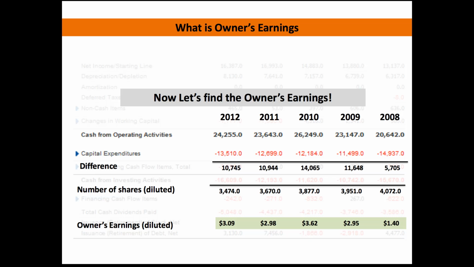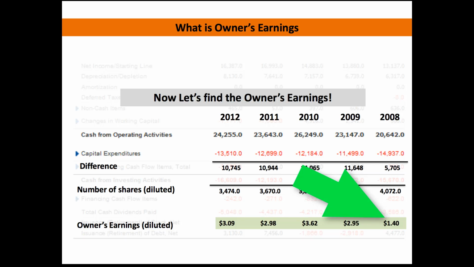So when we do that, we come up with 10,745 for year 2012, all the way through 2008 where it's 5,705. Now, those numbers are obviously billions because we've dropped all the zeros off of them, but that difference right there is your owner's earnings, okay? And in order to figure it out per share, we're just going to divide that difference by the number of shares diluted. And then at the bottom, you can see we have the owner's earnings diluted, which for 2012 was $3.09, and down to 2008, where it was $1.40.